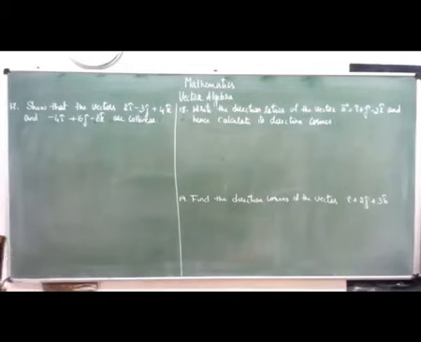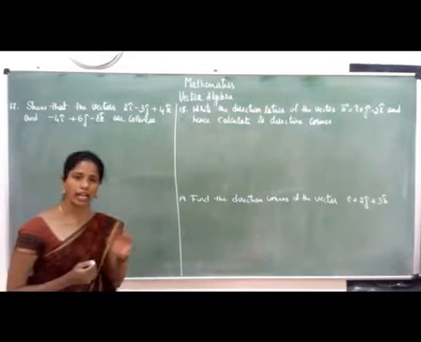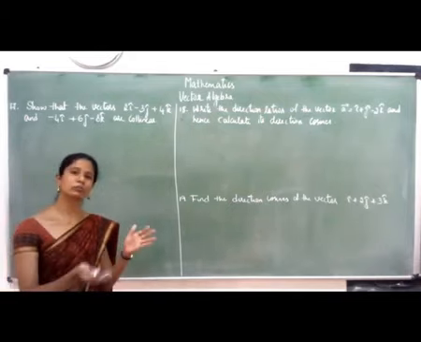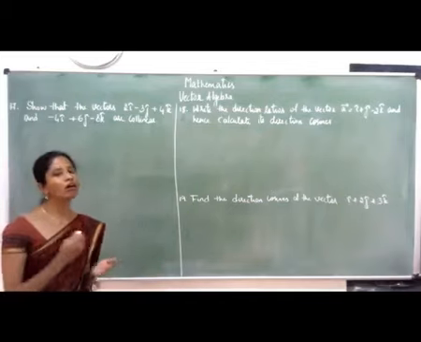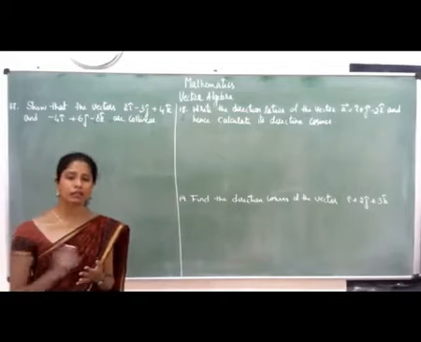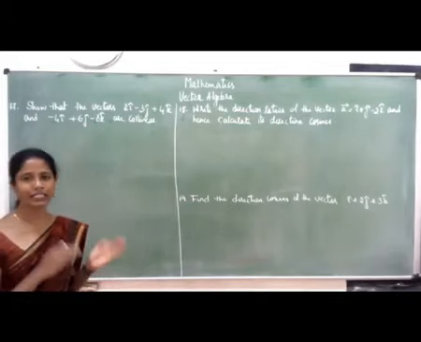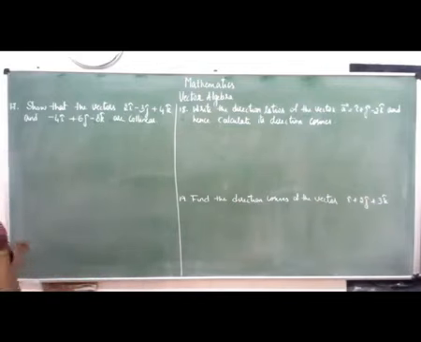Just now we have solved this. In order to prove two vectors are collinear, you can use either of the conditions. You can either prove one vector is equal to lambda times the other vector, or you can use the formula b1 by a1 is equal to b2 by a2 is equal to b3 by a3, that is equal to some lambda, where lambda is your scalar.